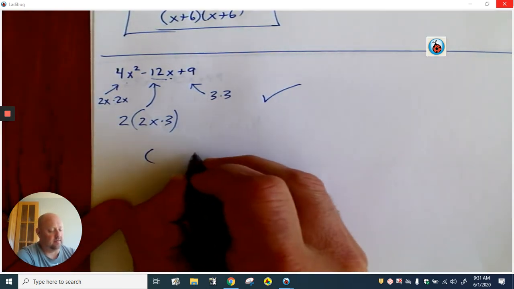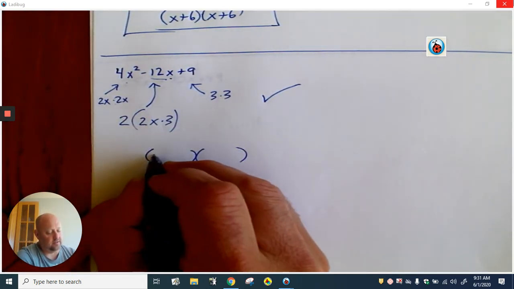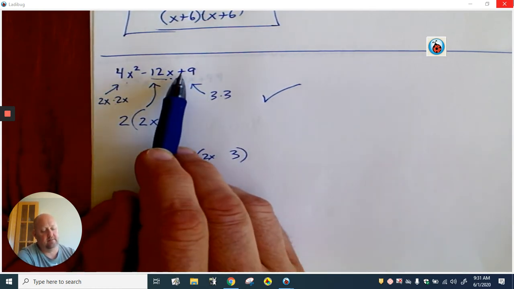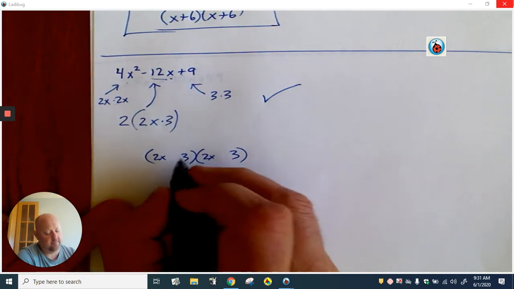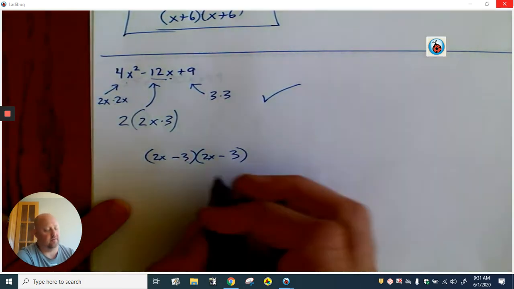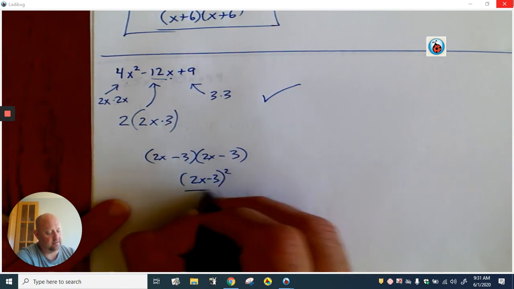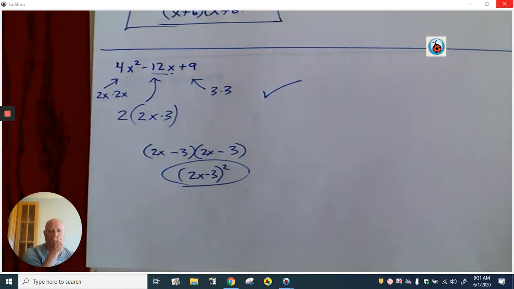So if you want to write it twice, I know it's going to be 2x and 3, and 2x and 3. My signs are the same, so they both have to be negative. Or you could have just written 2x minus 3 squared. So the idea here is to make your life easier.